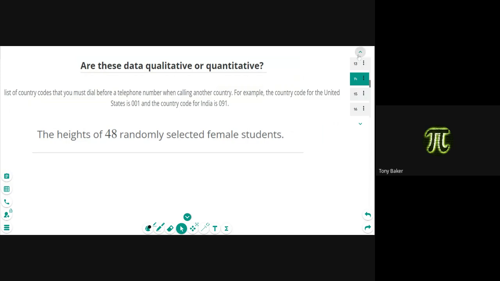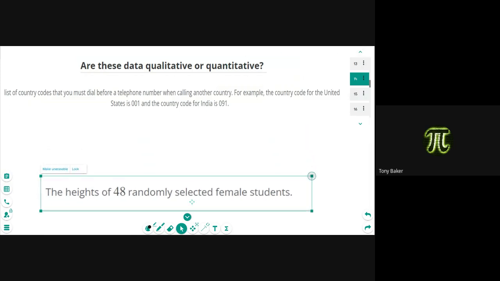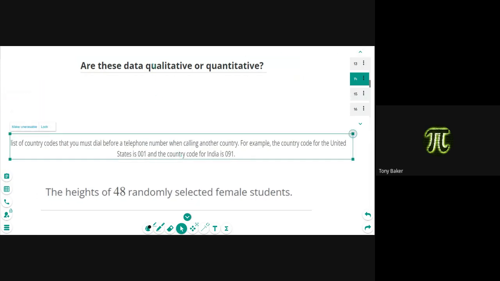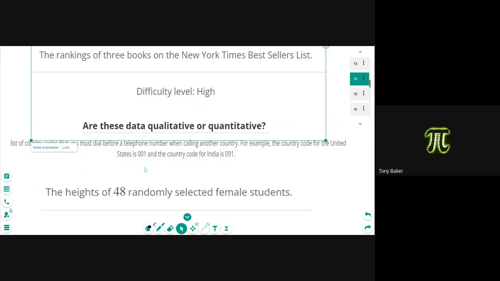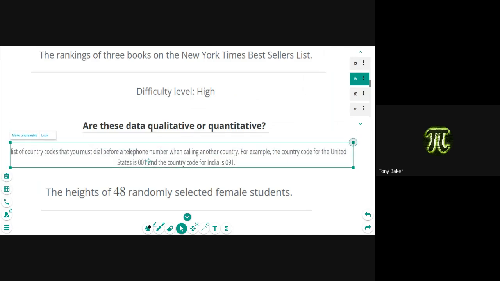So let's go back and look at these. The rankings of 3 books on the New York Times bestseller list. We said they were qualitative, right? Is it discrete, continuous, or neither? They are neither because they are qualitative. The list of country codes or area codes in your phone number. Neither because they are qualitative.